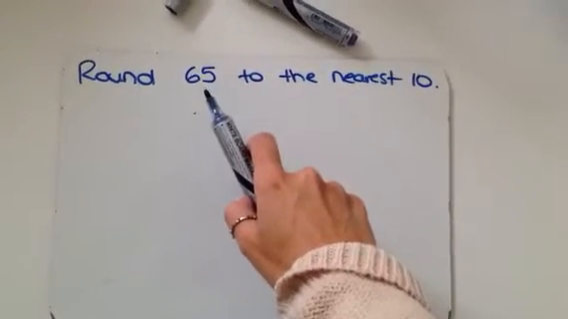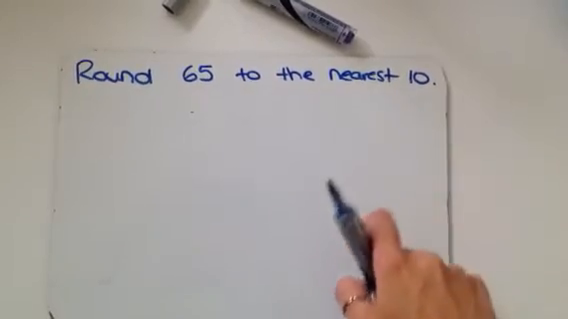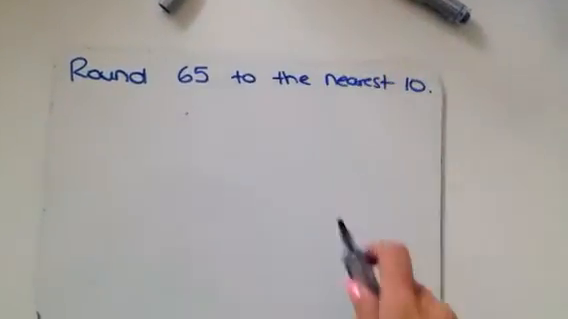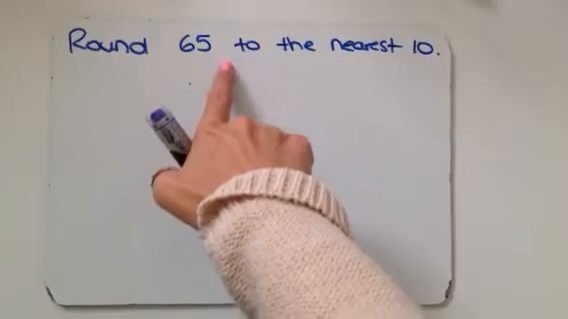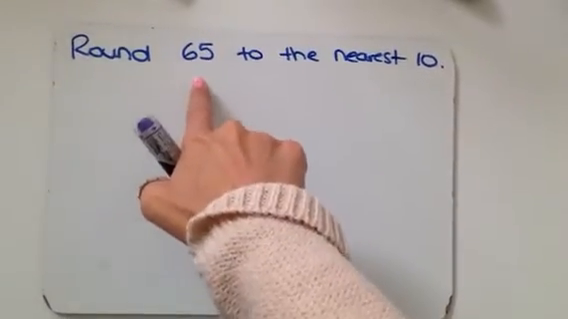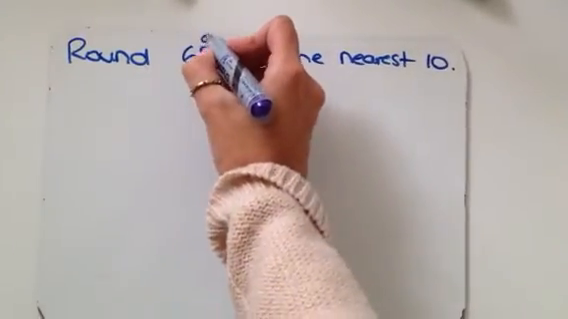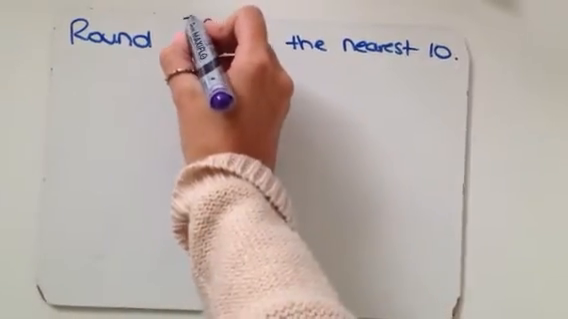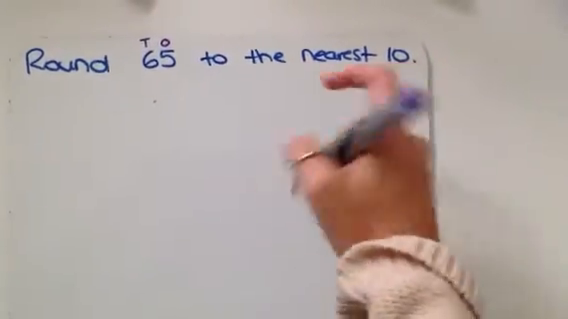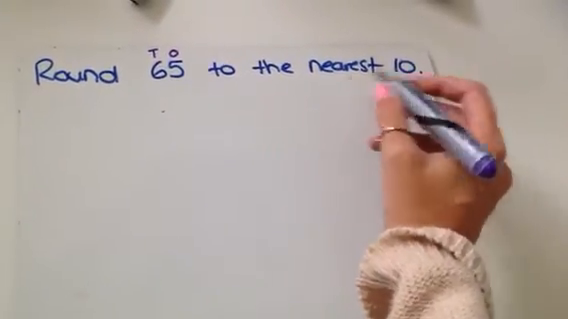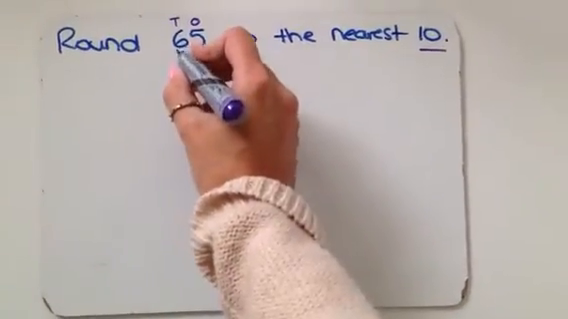Round 65, for example, to the nearest 10. The first thing I make scholars do is to write the place value of each digit on top of the digit. So 5 is in the ones place and 6 is in the tens place. And because the instruction says round to the nearest 10, we are concerned with the 6 here, and that's what's going to change.